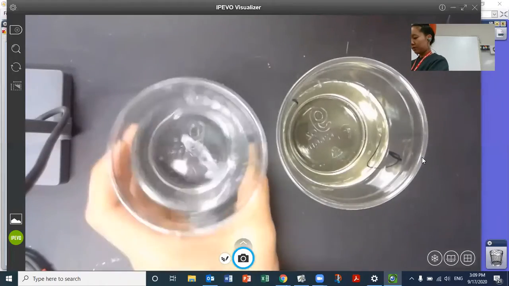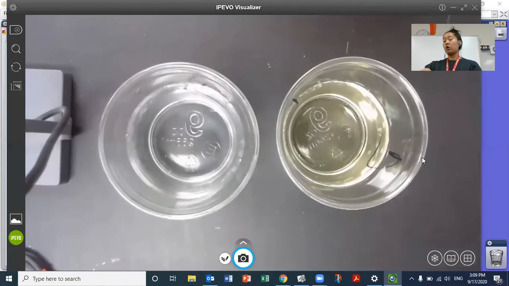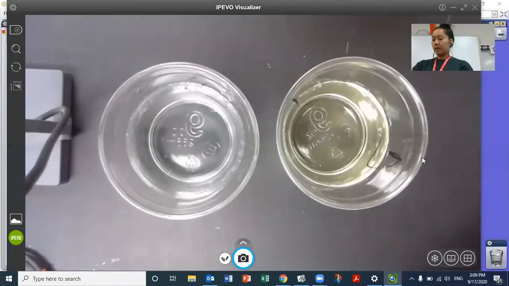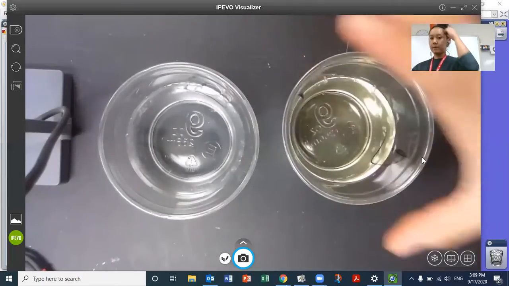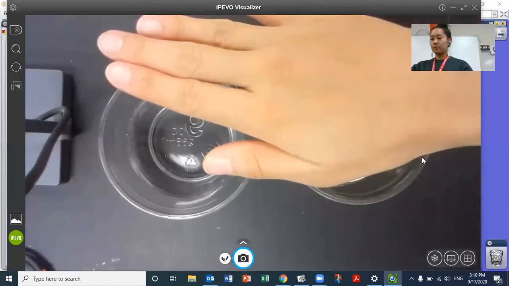And I'm gonna pour about the same amount in both cups, right? So we're not gonna say that the amounts are the cause of something, if the salt dissolves or not, right? Because they're pretty much the same level inside. I could probably pour a little bit more oil, but you get the point, right? So this is the oil right here, and then this is the water, okay?